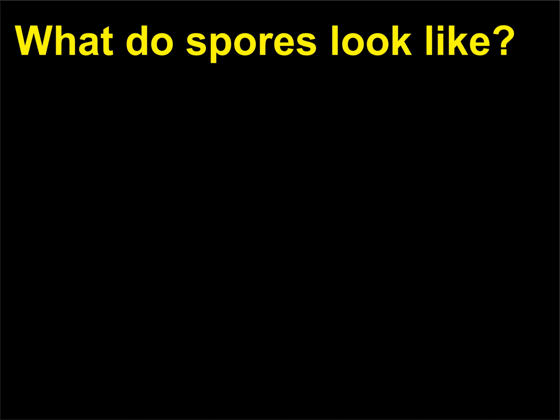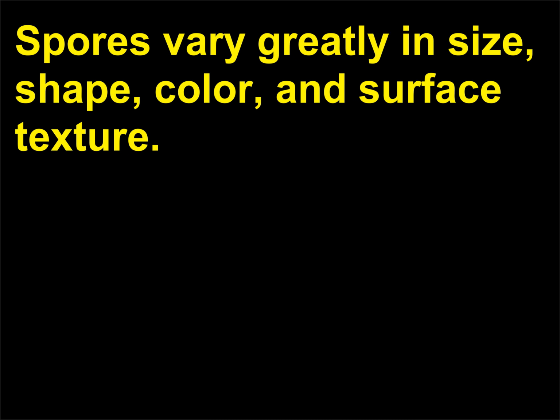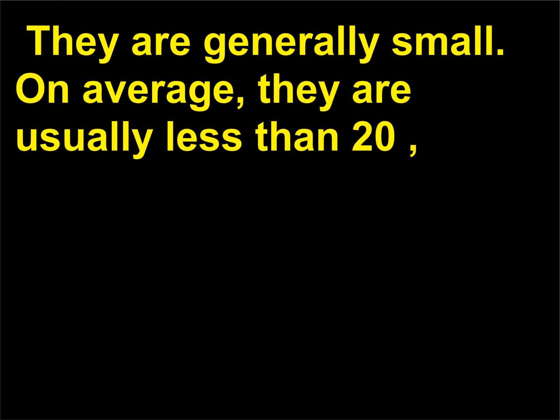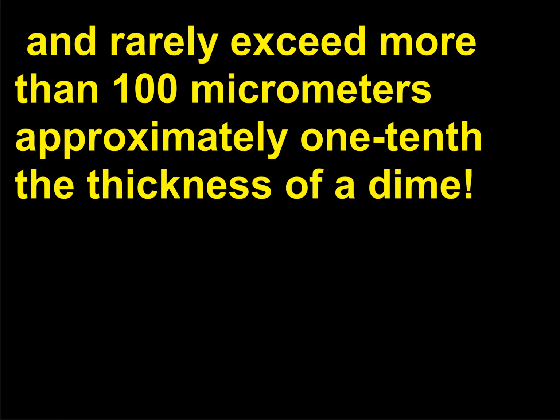What do spores look like? Spores vary greatly in size, shape, color, and surface texture. They are generally small. On average, they are usually less than 20 and rarely exceed more than 100 micrometers, approximately 1/10 the thickness of a dime.